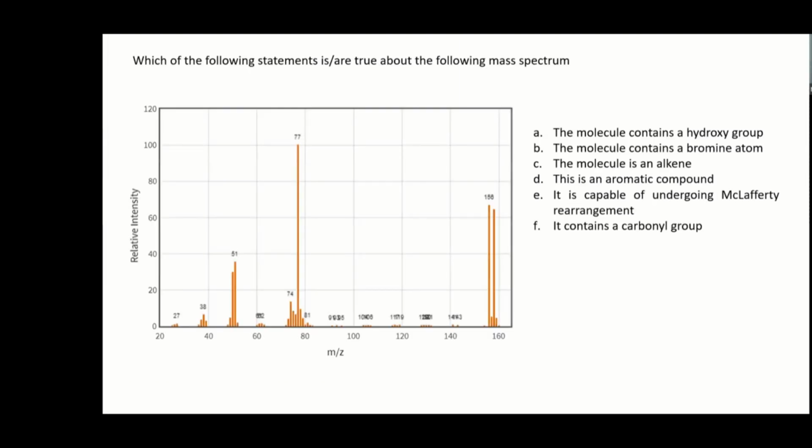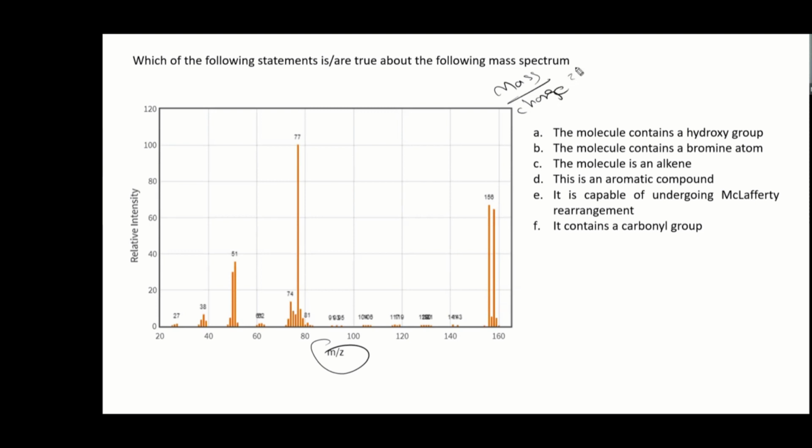So what spectroscopy is this? This is your mass spec. When you see M by Z, that means you have a mass spectrometry problem. M by Z stands for mass to charge ratio.